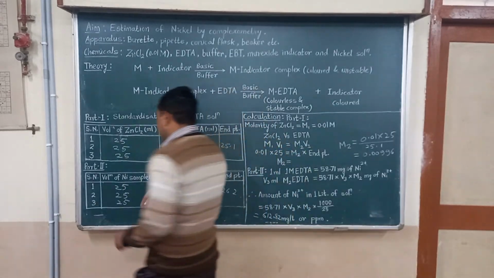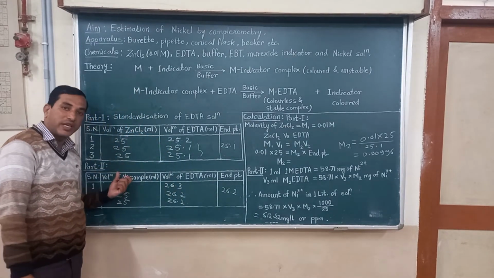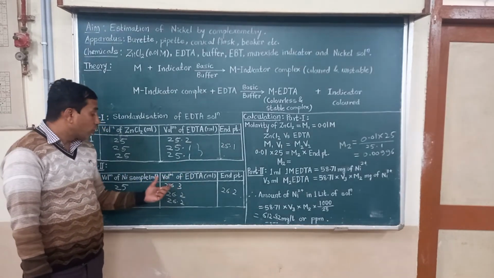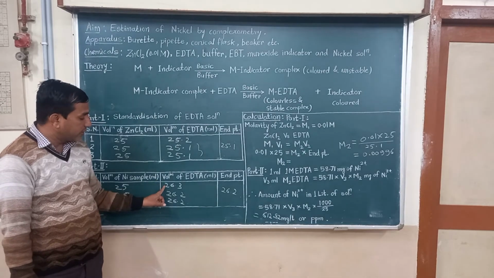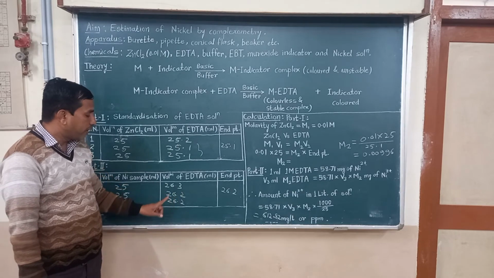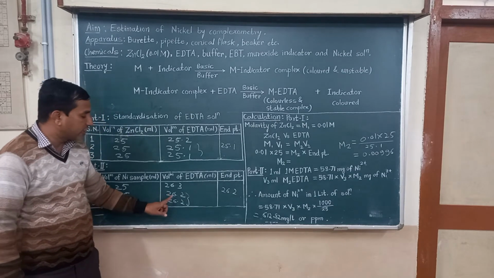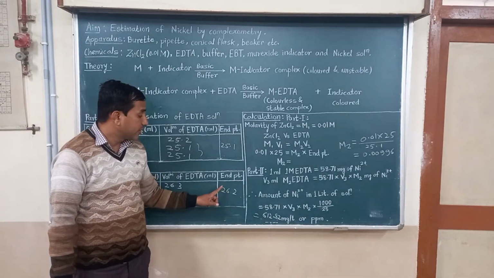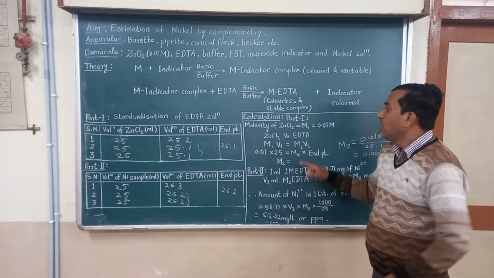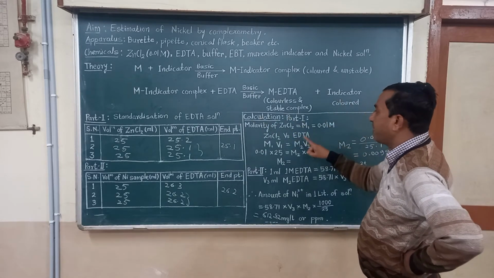Then for the second part, after standardization of EDTA, we can go for determination of nickel, where we take 25 ml nickel sample solution in a conical flask and we titrate against EDTA. So the first reading we obtain is 26.3. Then we repeat the same titration. We get 26.2, 26.2. That means we get two consecutive constant readings at 26.2. That's why the endpoint is 26.2 ml.